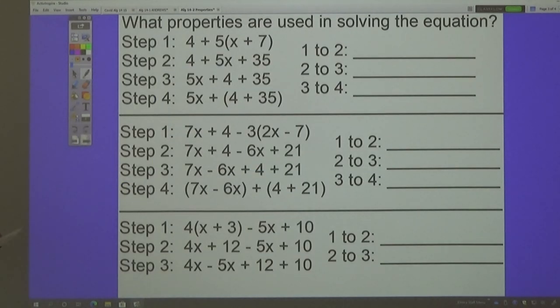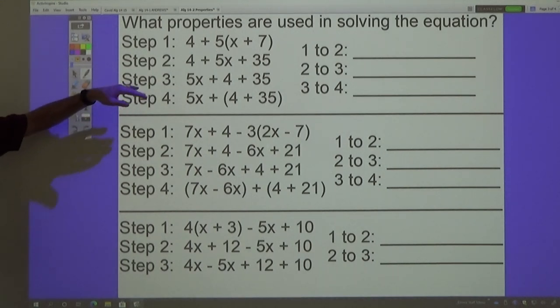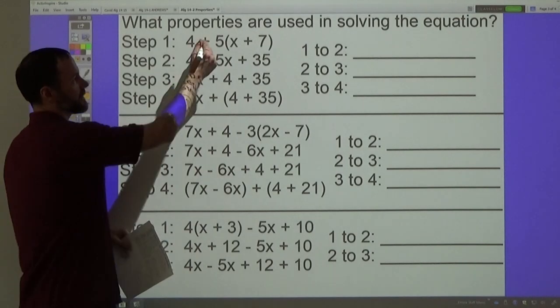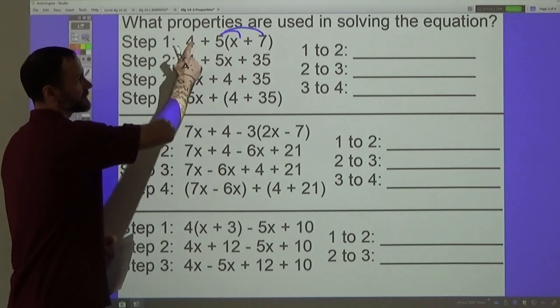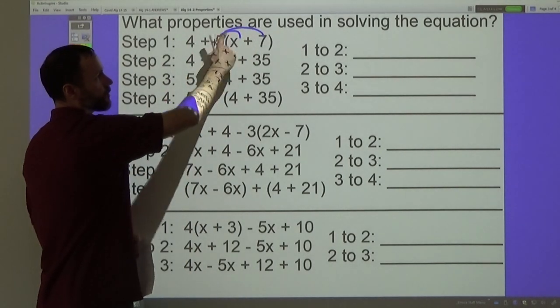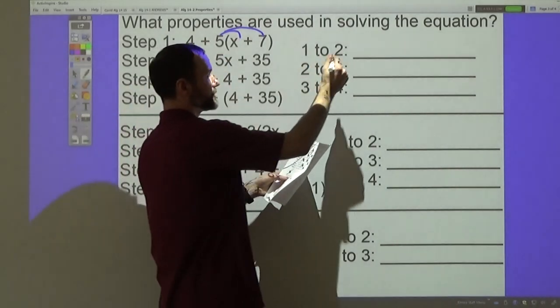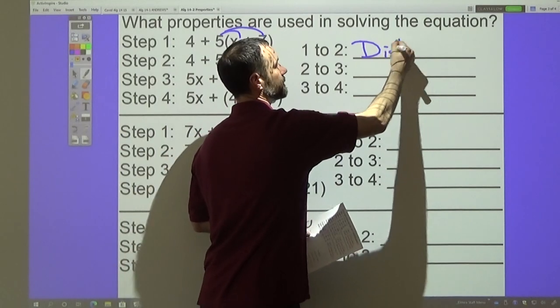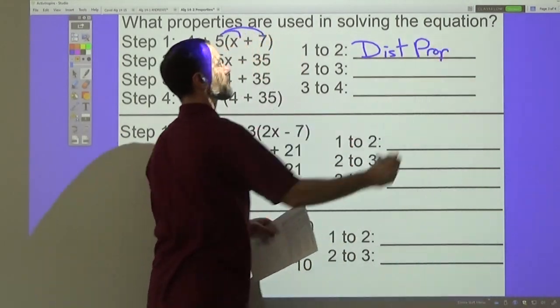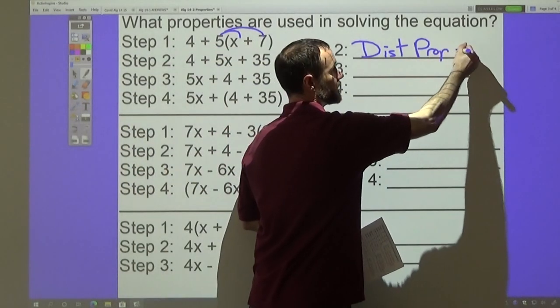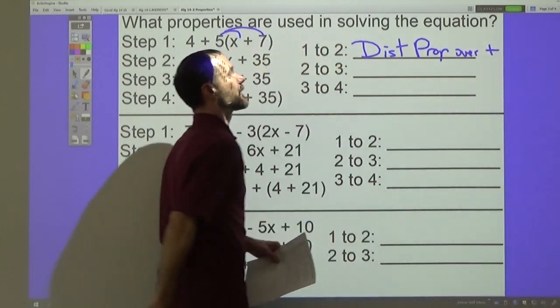What they like to do on the Regents exam is give you a step-by-step and ask you what property we're using. So how do you get from step 1 to step 2? Notice the 4 and the plus are the same. We're distributing that 5. 5 times x and 5 times 7. So this is the distributive property. It's really the distributive property over addition, if you want to be more specific.